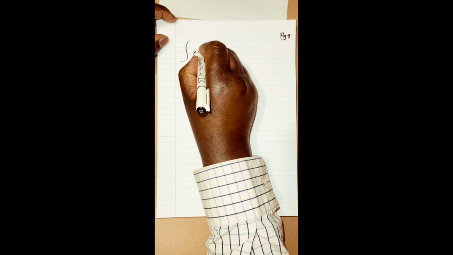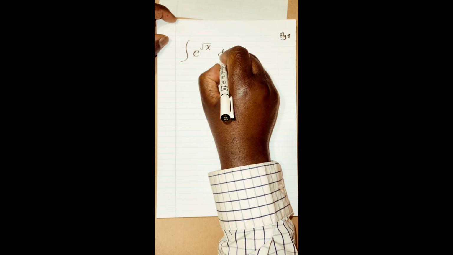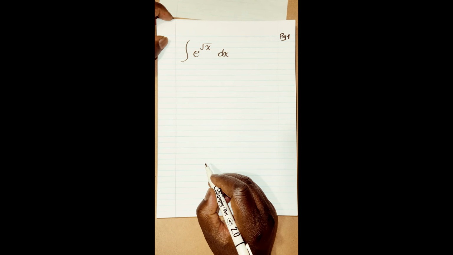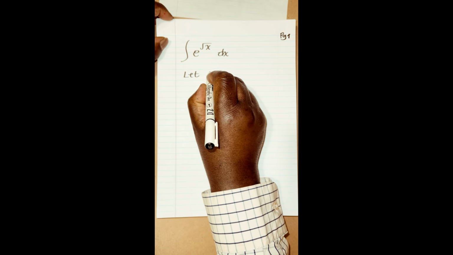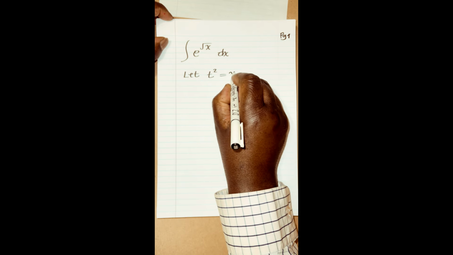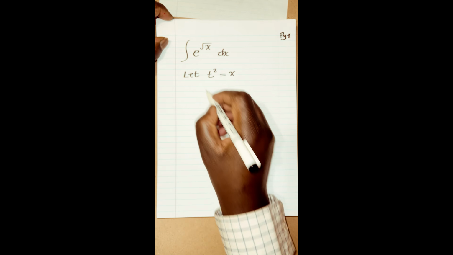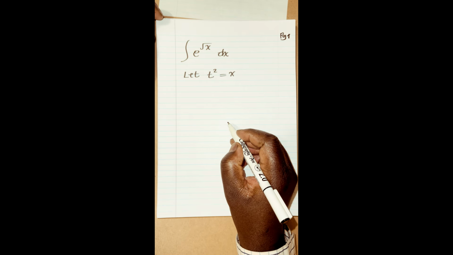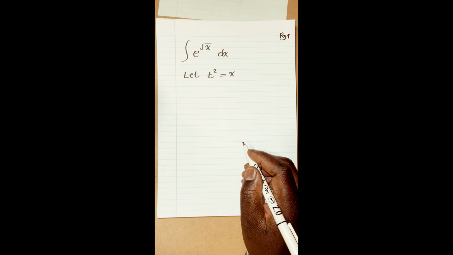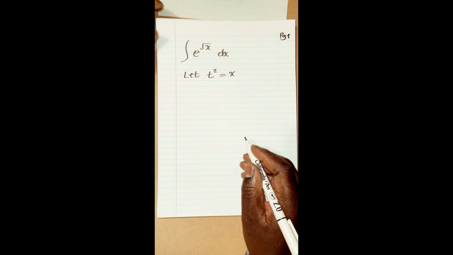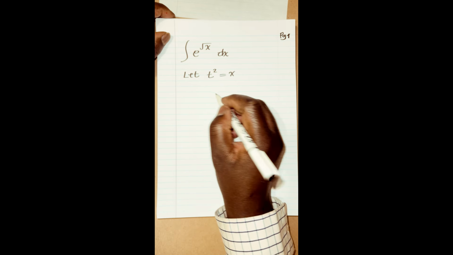Taking us to page 1. It's the integral of e to the power square root of x dx. Right, so we're going to let t squared be equal to x. In the power of e, you can see that we have a square root of x there. So if we let t squared be equal to x, that simplifies the power or exponent of e very nicely. We obtain two equations from this one here.